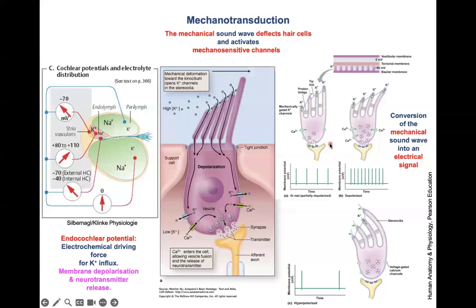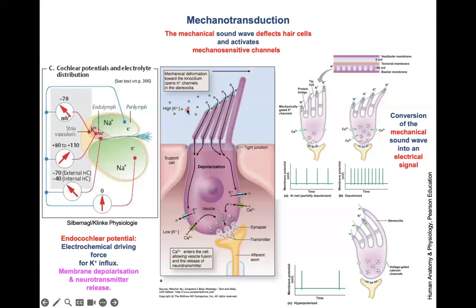So, for the process of mechanotransduction, we need to know the following. The endocochlear potential. We have here the endolymph. Remember, the endolymph here has a high concentration of potassium, okay? Now, the potential between the endolymph here and the inner hair cell is about minus 70 millivolts. So this is the potential difference between the endolymph and the inner hair cell.